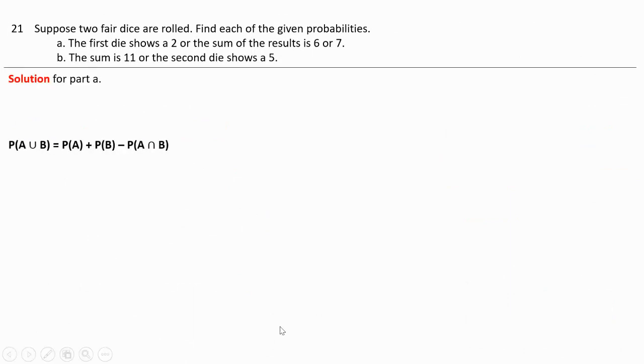So this is how we find the "or". This means or, right? The union is going to be the probability of A plus the probability of B minus where A and B intersect.